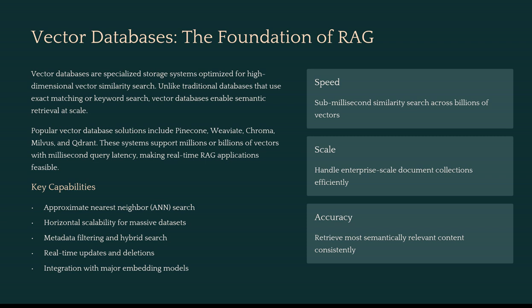Chroma is very lightweight; you can use it for POC purposes. Qdrant you can use for actual production. It is open source and commercially free for use. So these systems support millions and billions of vectors with millisecond query latency, which makes RAG very powerful.